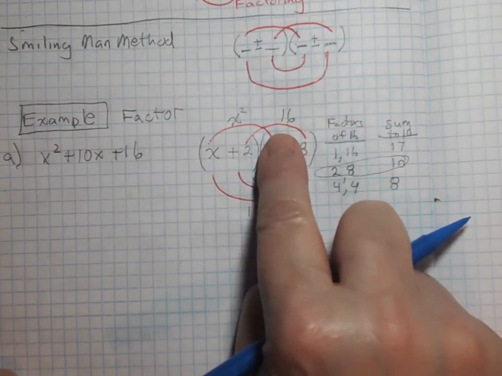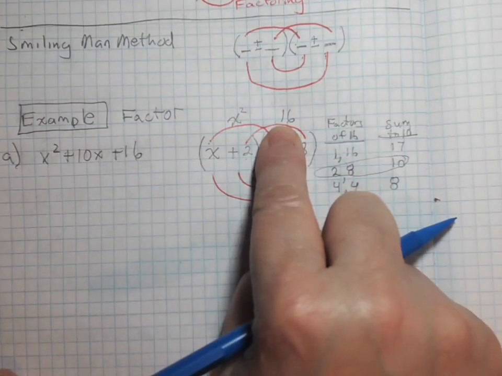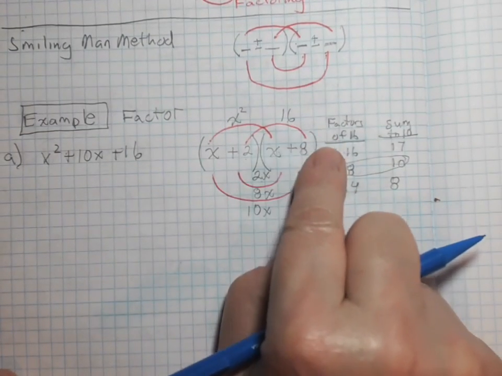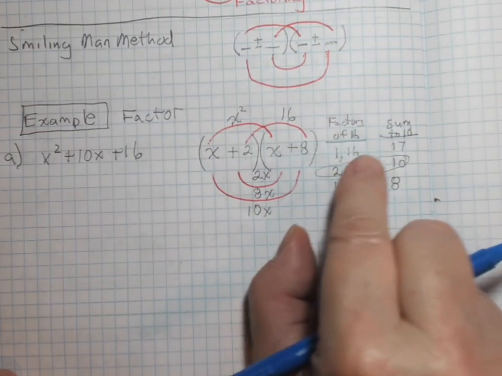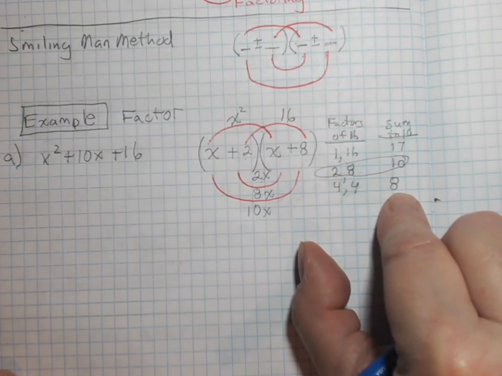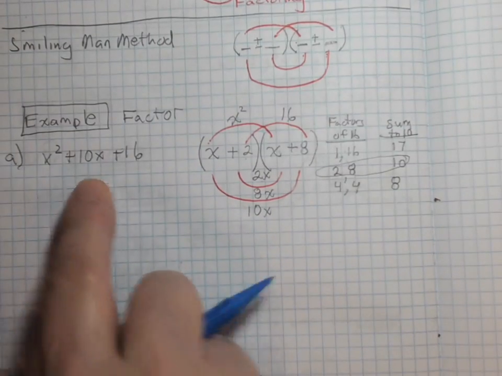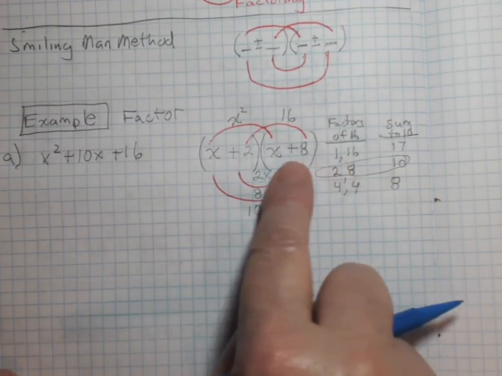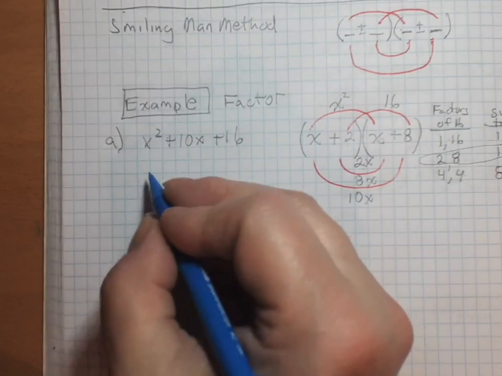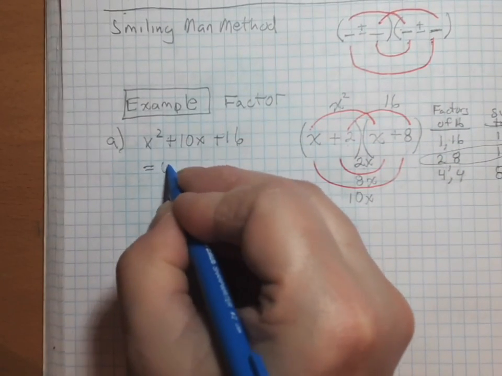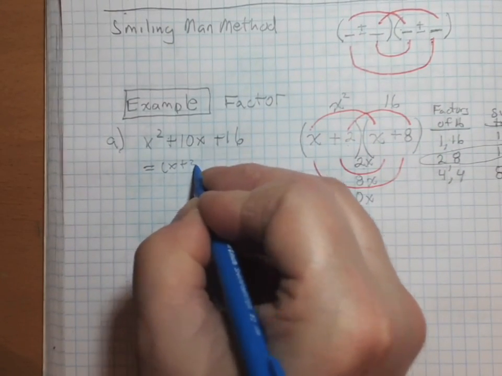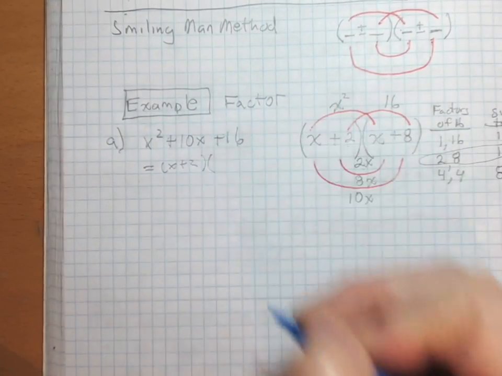So remember what we did is that we came up with factors of 16, made a whole list of them, and then we added those numbers together to see which ones gave us the sum, which is the middle term. Okay, so our factorization, here it is. So this factors as x plus 2 quantity times x plus 8.